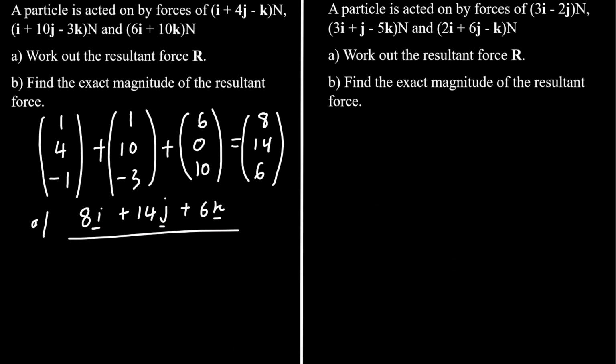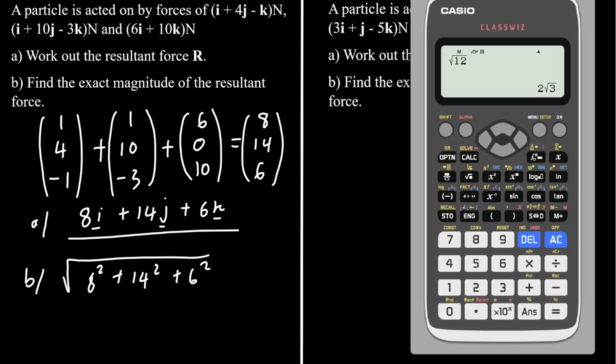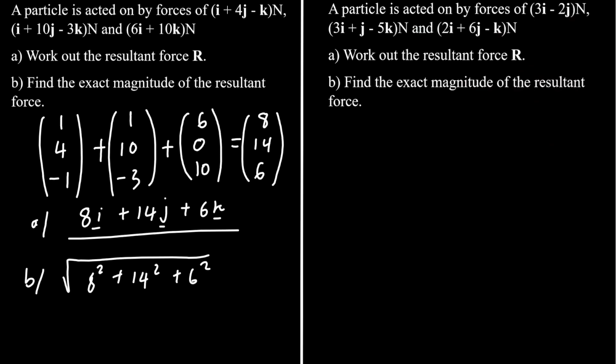Find the magnitude of the resultant force. Whenever we're finding the magnitude, that's just the length of the line. It's Pythagoras. So that will be the square root of 8 squared plus 14 squared plus 6 squared. And we can just type them into the calculator. And we get 2 root 74. So 2 root 74 newtons.